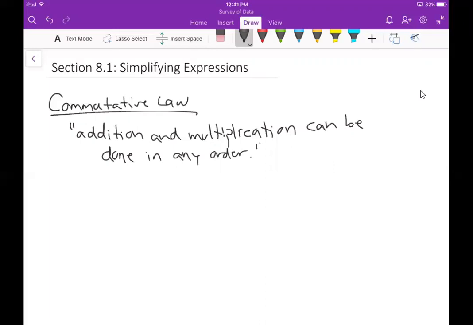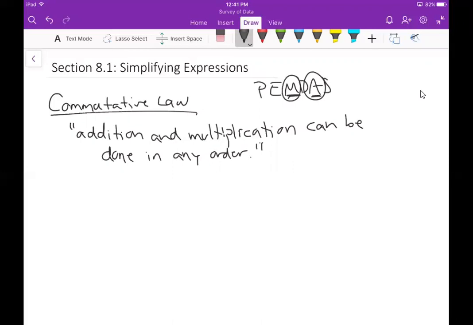Now, as I'm writing this, I don't mean that multiplication doesn't always come before addition. The first thing we always do is follow PEMDAS and carry out all multiplication before addition. But for addition itself, if there are two additions, you can do the second one first or the first one first. Same thing with multiplication.